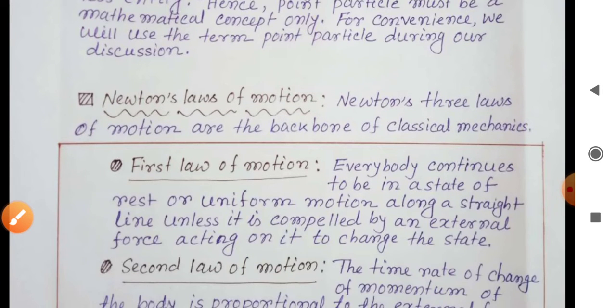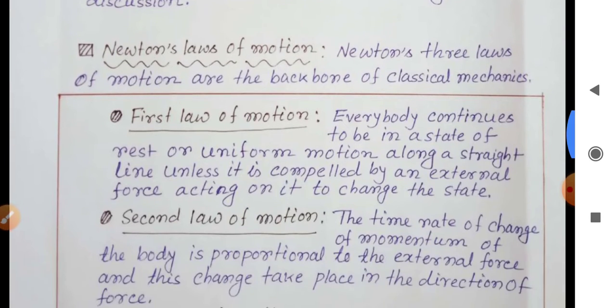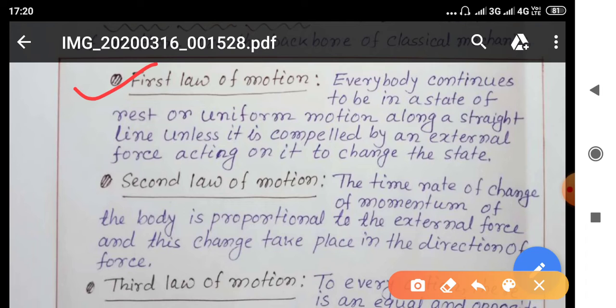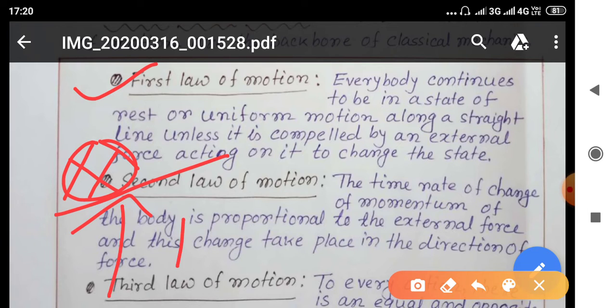Now we move to Newton's laws of motion. As we know, there are three laws of motion which are the backbone of classical mechanics. First, consider the first law of motion, which states that a body at rest tries to remain in its present condition unless we apply some external force to change its state.